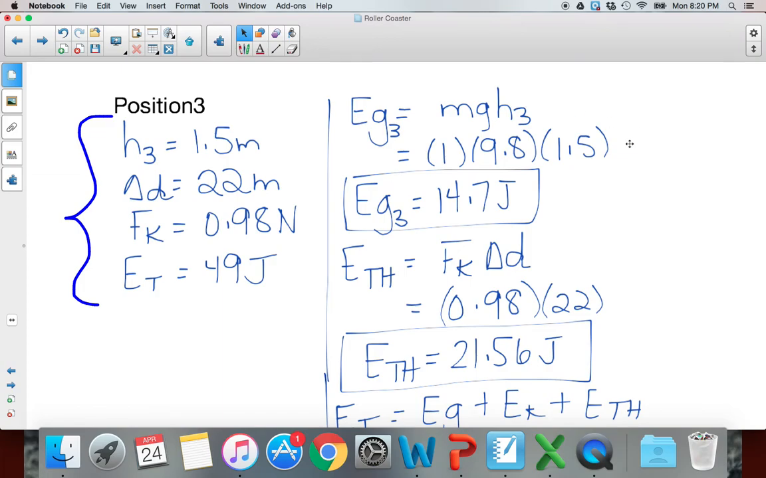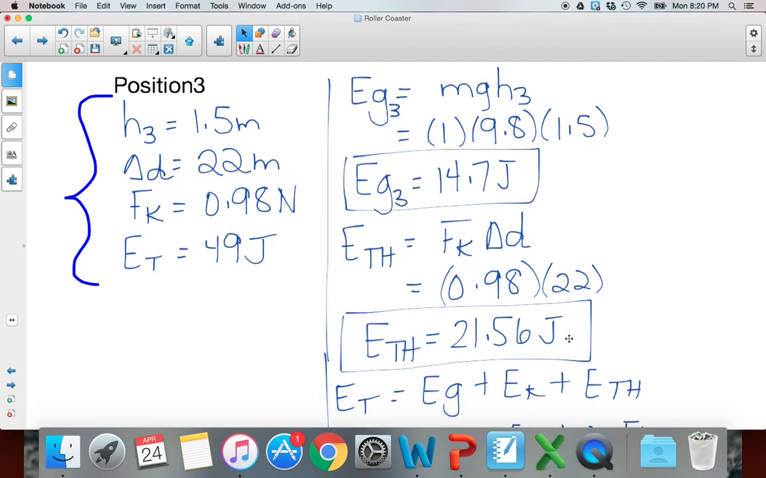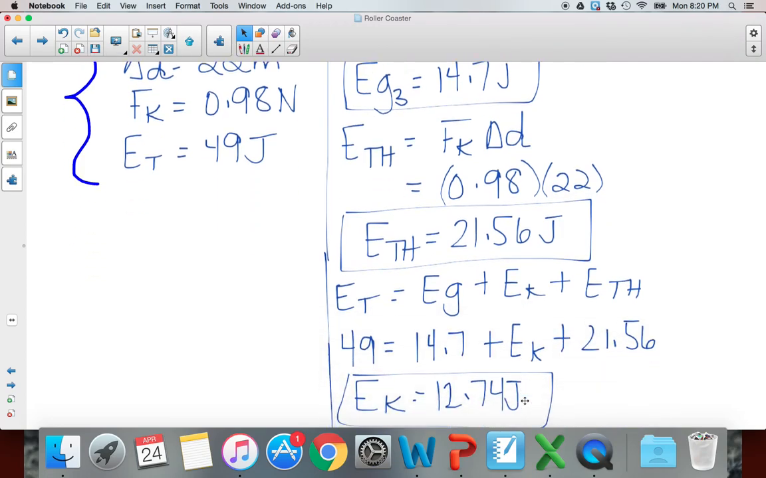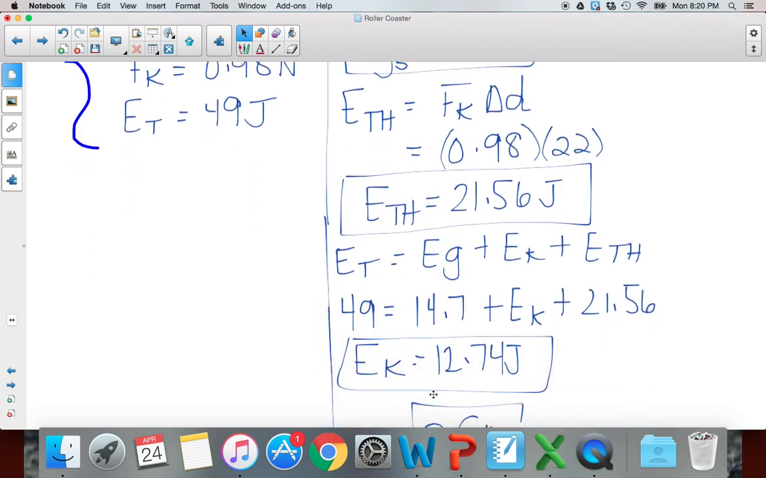Again, start by calculating Eg. If you're getting started on your calculations, just do Eg. It's a safe one. We can solve for E thermal because we know our friction and our length of track up to that point. Same process as point number 2 to find Ek of 12.74. Again, I know I'm going fast, just pause it. 12.74 because we know ET is 49, Eg is 14.7, E thermal is 21.56.